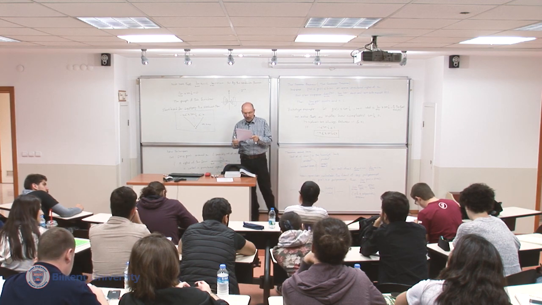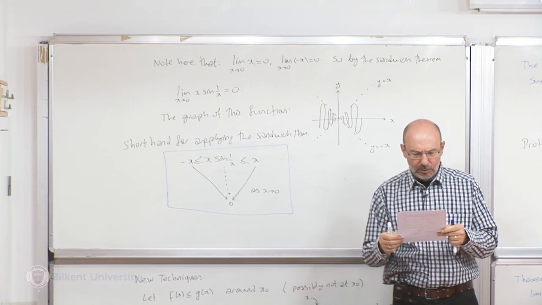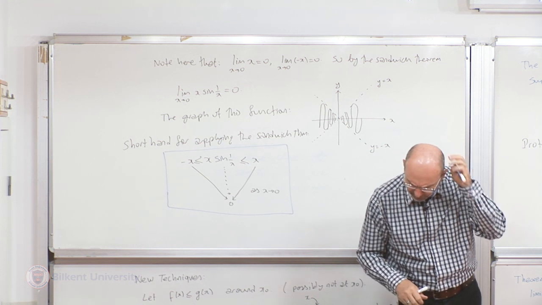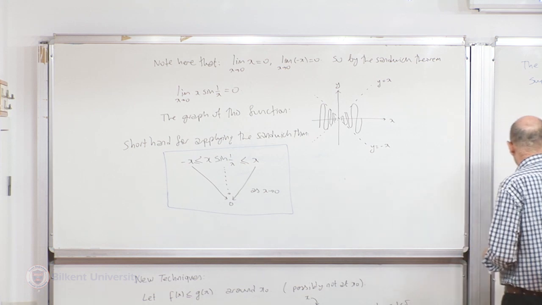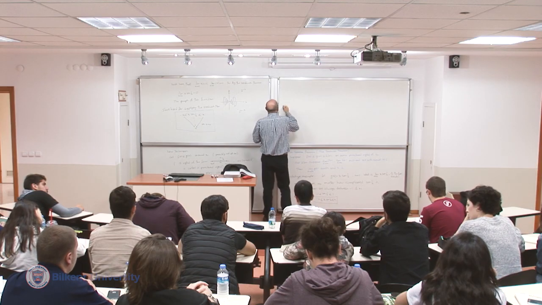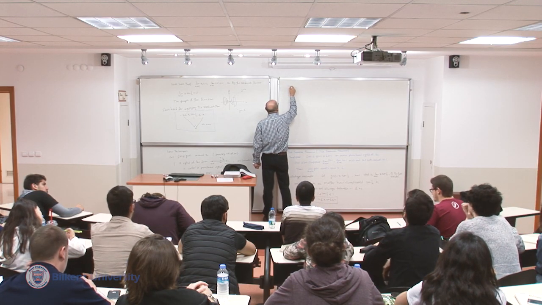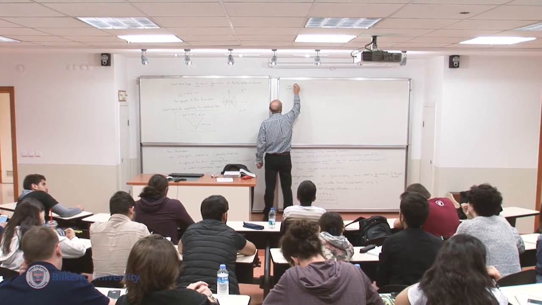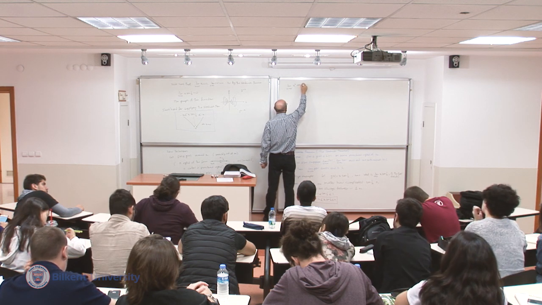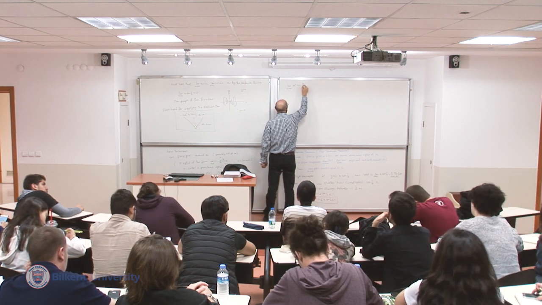Okay, let's see. Okay, so let me write a very similar problem again. For example, limit as x goes to 0 of x to the 4 cosine pi over x cubed.